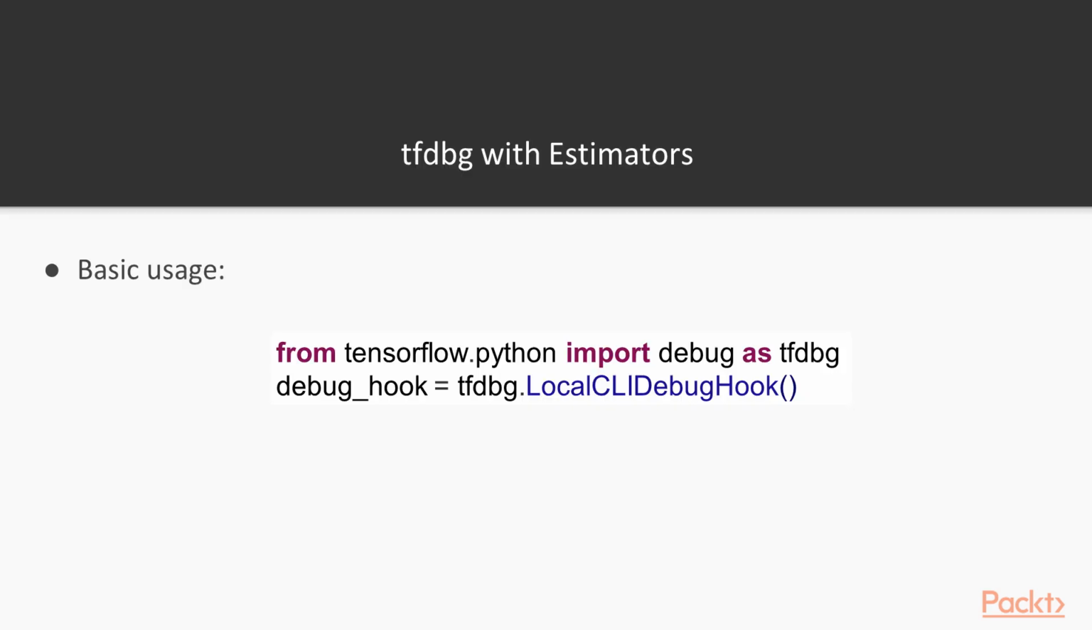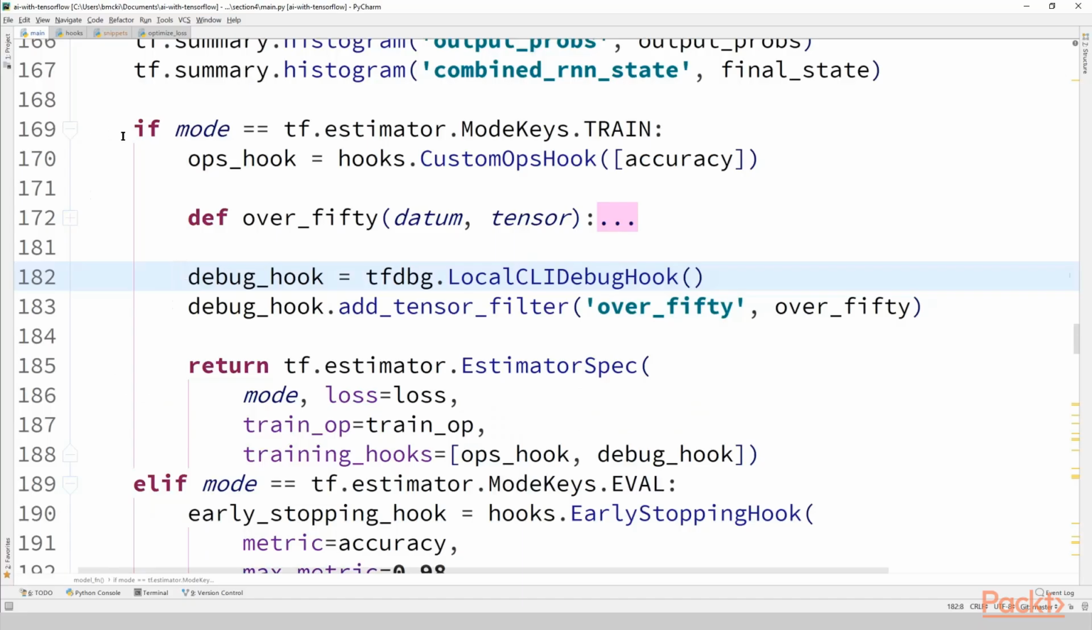Here we see the most basic syntax for using this with a custom estimator, through a training hook. TensorFlow has a nice built-in hook for us to invoke the TensorFlow debugger. If we now pass this debug hook in our list of training hooks, the debugger will be invoked at runtime. Let's look at this in more detail in our editor. So I'm now just in our model function, just under if mode is train. And here we see the creation of the debug hook exactly as we saw on the slide.